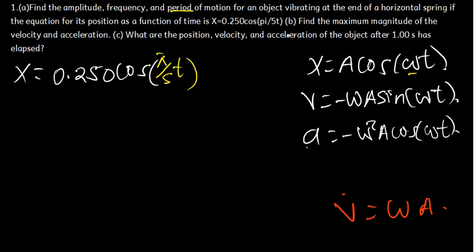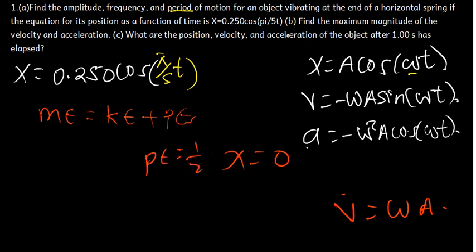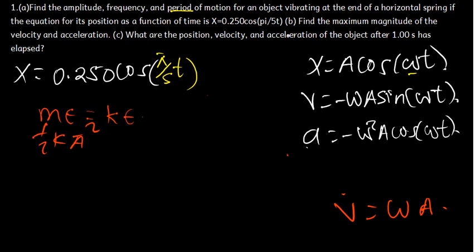Now we know that mechanical energy is equal to the kinetic energy plus the elastic potential energy. When we talk about the maximum velocity, it is at equilibrium where x is equal to 0. So the potential energy, which is given by half kx squared, is going to be 0. Mechanical energy is given by half ka squared, and this is equal to half mv squared. We can cancel the half, and we are going to have k a squared equal to m v squared.